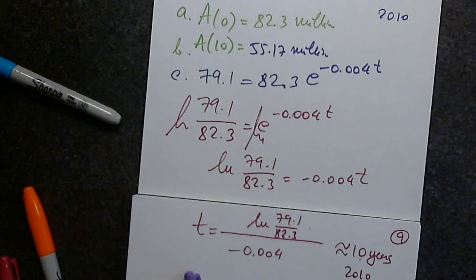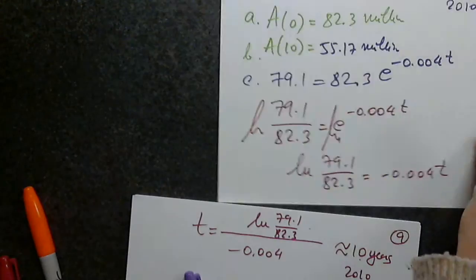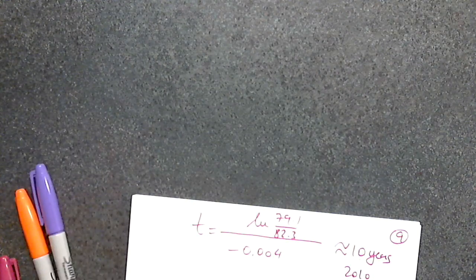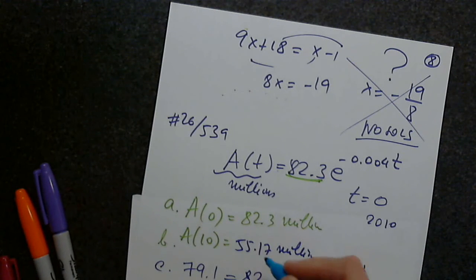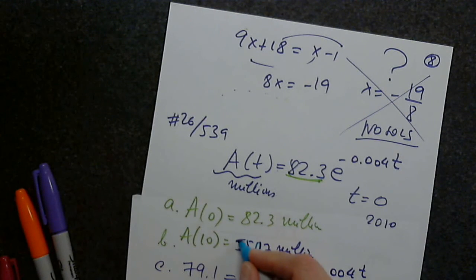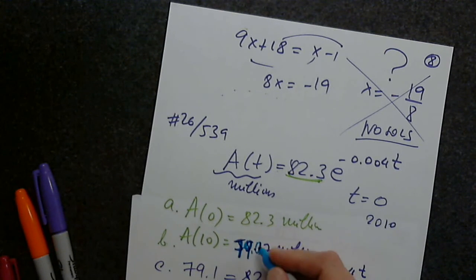So 82.3 times e. It's no excuse, but the software is very fidgety. So sorry about that. My mistake. My apologies. Which makes sense. Right. So I have to go back and change my answer here. It was 79.07. So this is 79. Sorry about that.